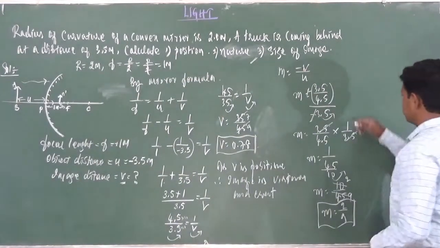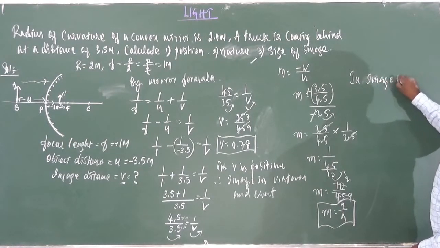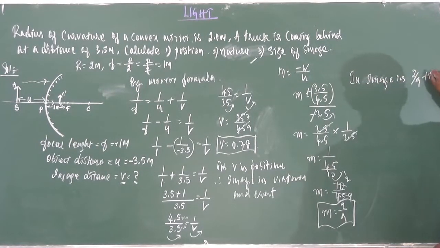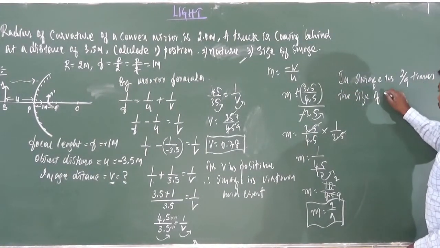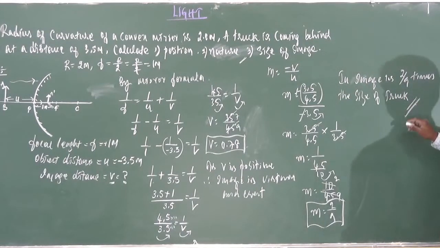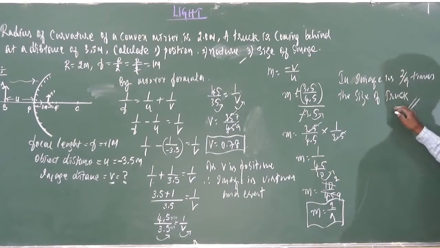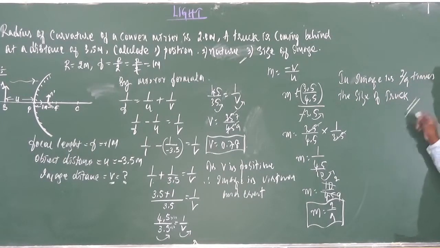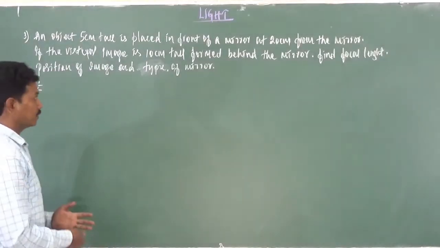So we write the statement: the image is 2 by 9 times the size of the truck. Okay, the image of the truck inside the mirror is 2 by 9 times the size of the truck, or actual size of the truck. So this is a very important question. Look at the next problem, very important.